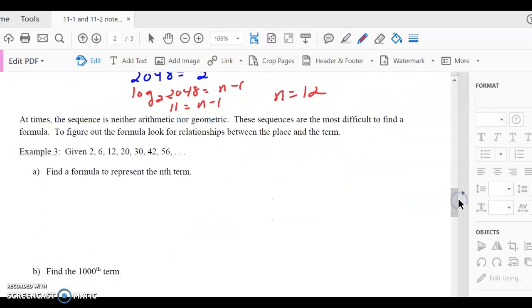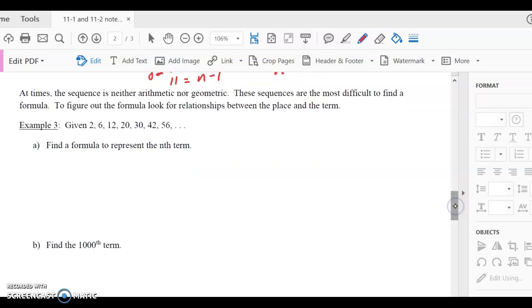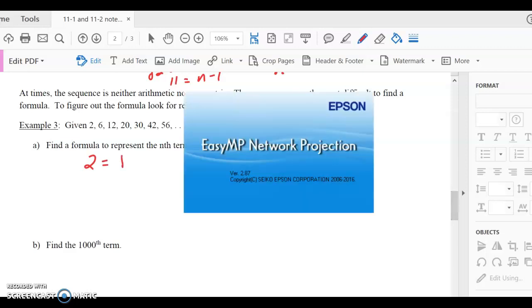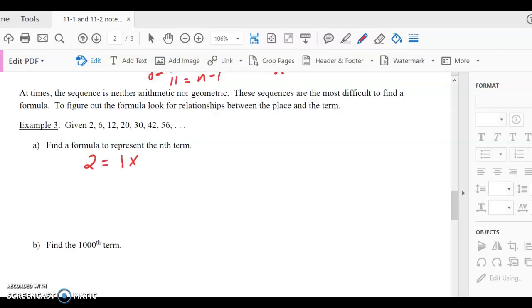At times, the sequence is neither arithmetic nor geometric. These sequences are the most difficult to find a formula for. To figure out the formula, look for relationships between the place and the term. So the example is 2, 6, 12, 20, 30, 42, and 56. Find a formula to represent the nth term. Well, what you can notice is 2 is equal to the first spot times 2.